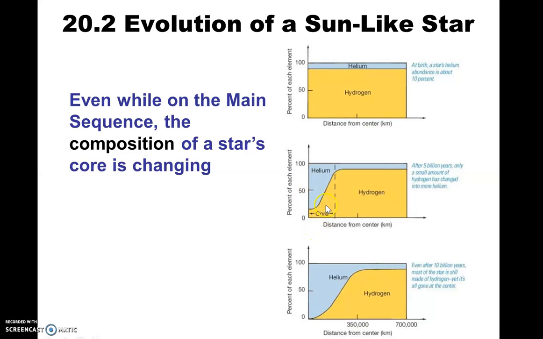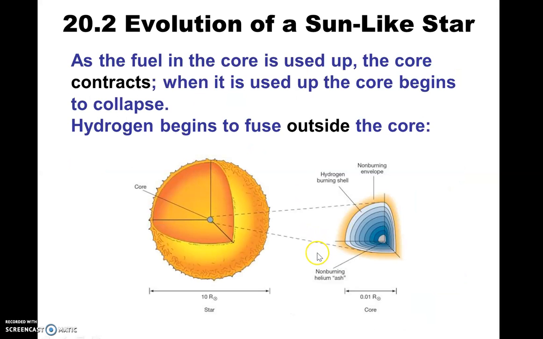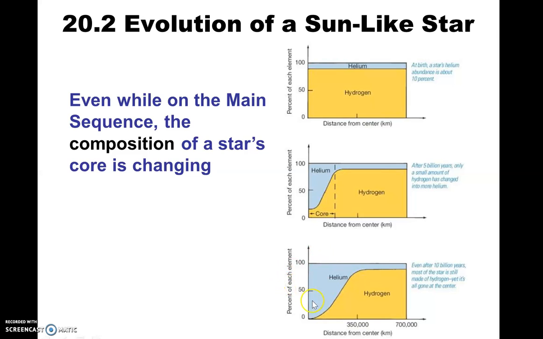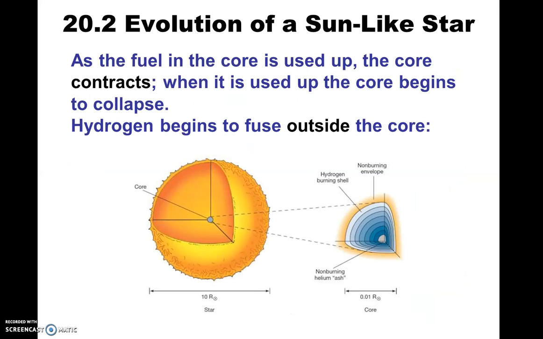But there's still some hydrogen in the core, and then the moment the star loses hydrogen and there's no more hydrogen at the core, remember there's still hydrogen, but the hydrogen exists in a shell around the core, but the core is helium. Then the star leaves the main sequence. Okay, so that's where we're heading.